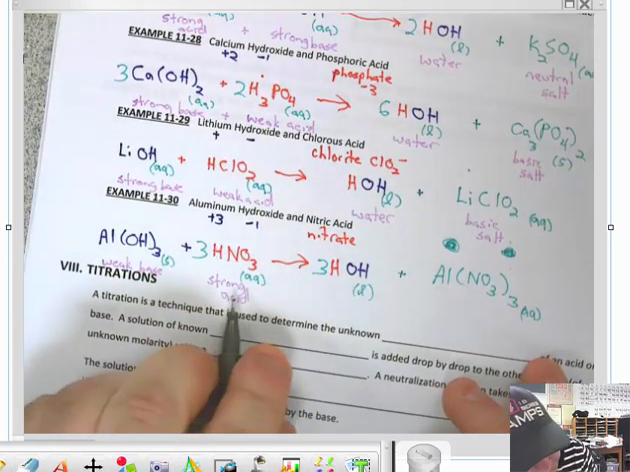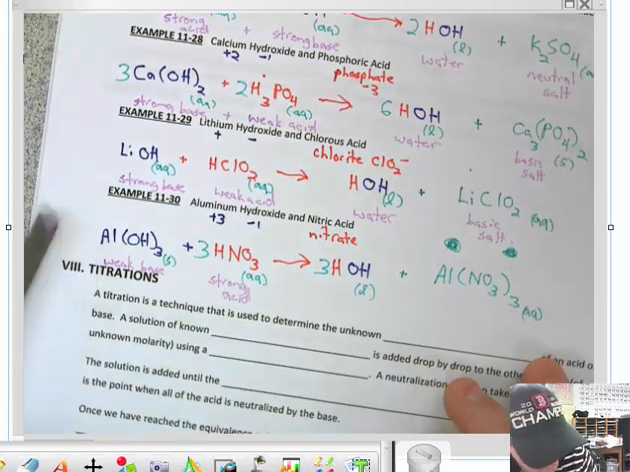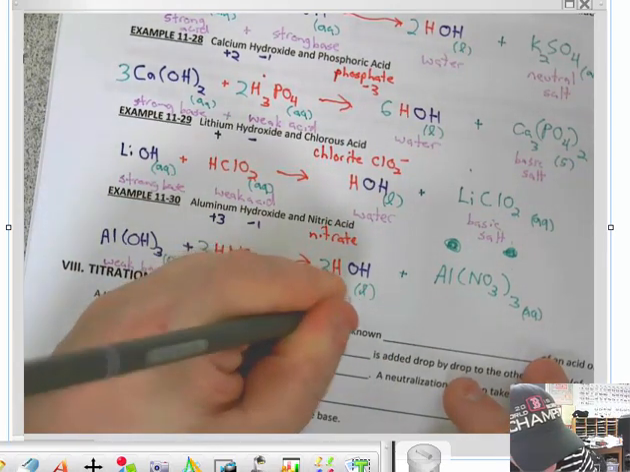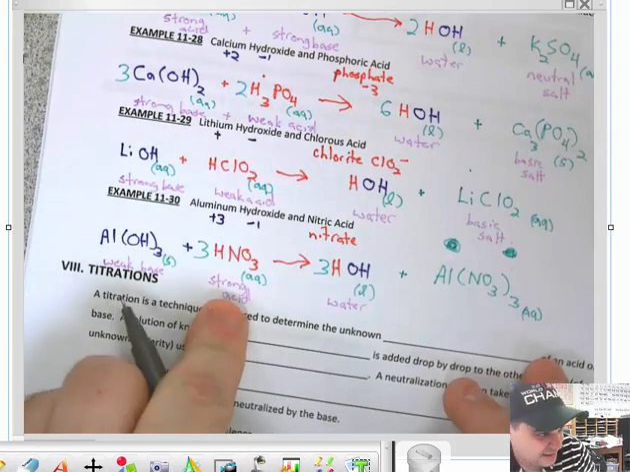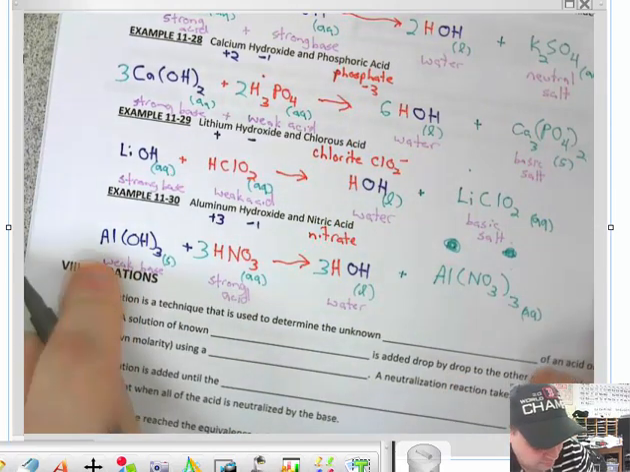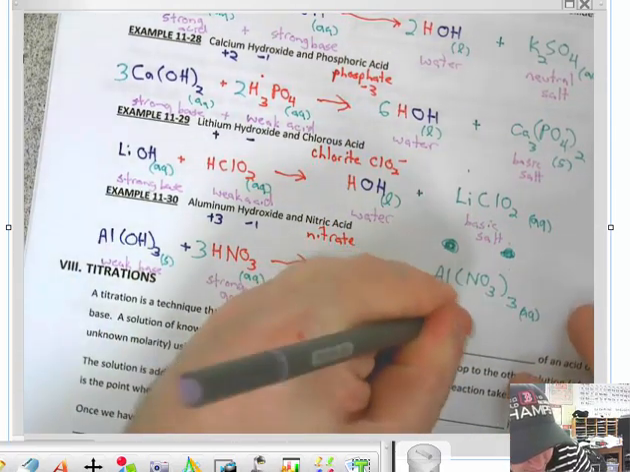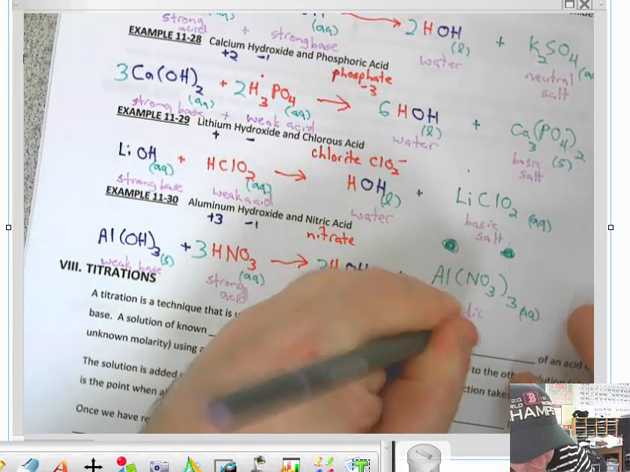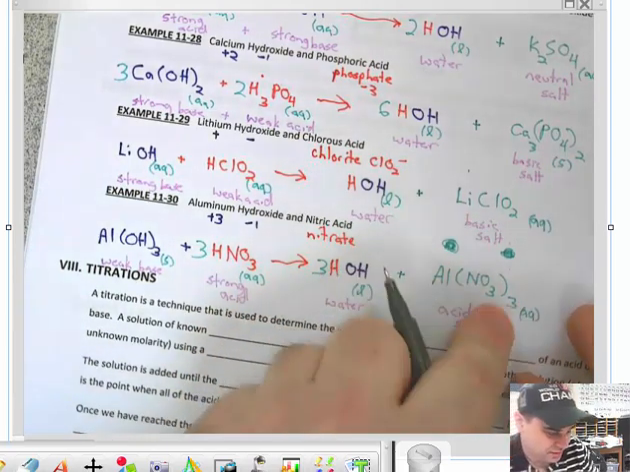Okay. We have our water. And since our acid is stronger than our base here, we would have an acidic salt. So this would have a pH below 7, believe it or not.